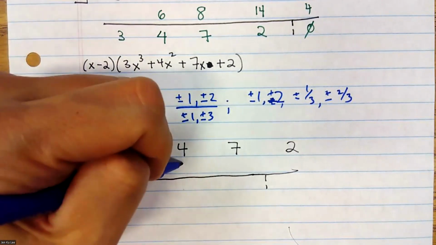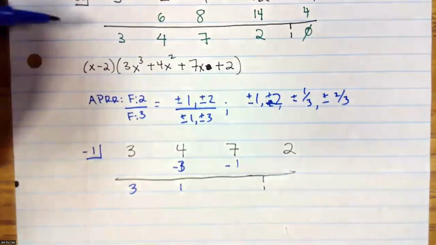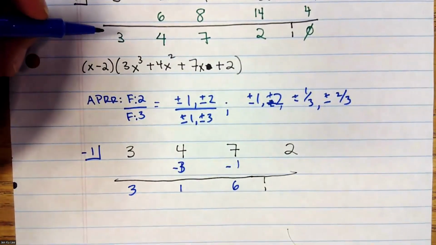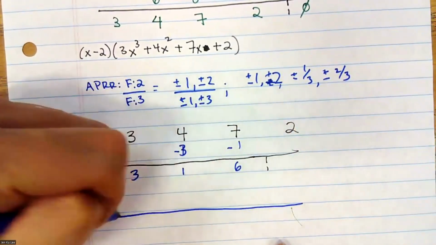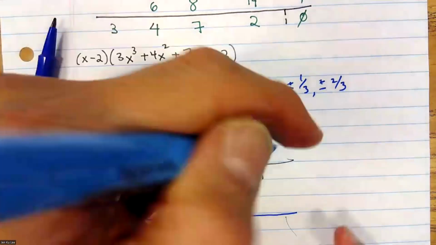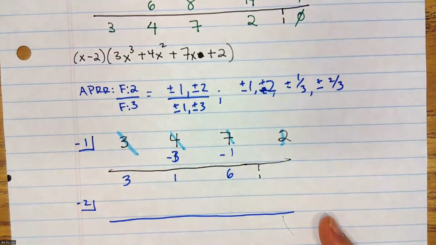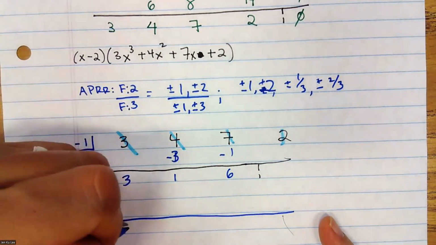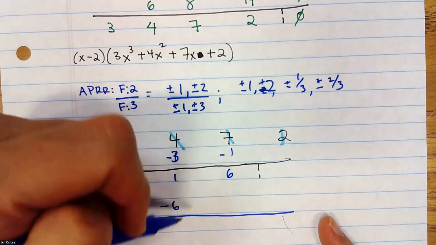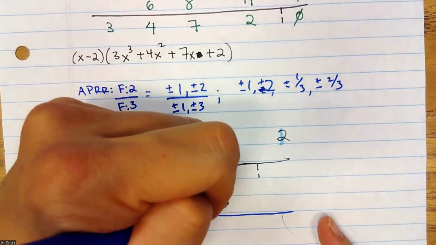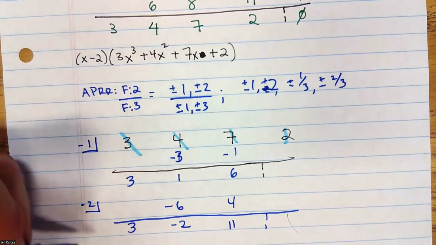So 3, -3, 1, -1, 6. That's not going to work. Yeah, -2. Now that I've done this more than once, I'm going to highlight this row just so that my eyes go there. So drop down the 3, -6, right? -6, yeah. -2, +4. That's not going to work because that's 11.